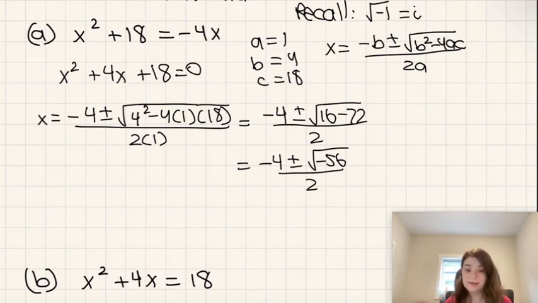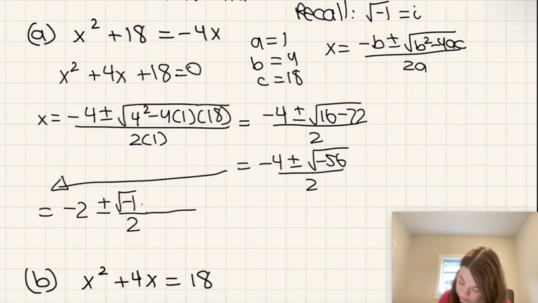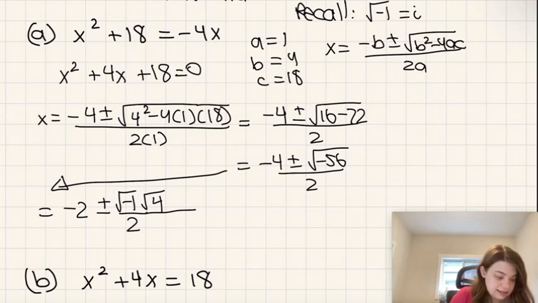And so I'm just going to do a little bit more to simplify this a bit further. So let's do that. Over here, I'm going to have -4 over 2 is -2, plus or minus the square root of -56 over 2. The square root of -56, though, keep in mind, is the same as root -1 times root 4 times, let's see, because 56 is the same as 4 times 14, so we'll do that.